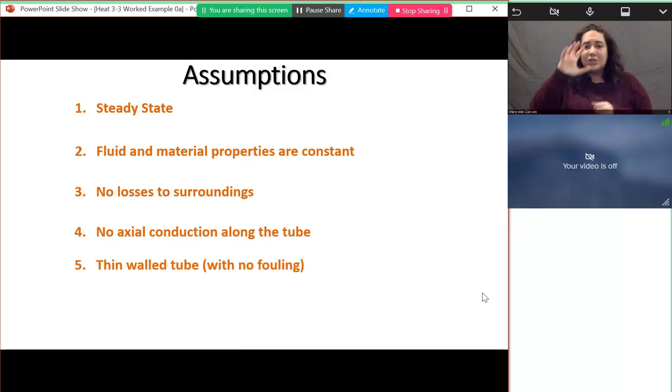And we're going to assume that the wall of the tube is thin and that there's no fouling on either the inside or the outside of the tube. So we talked about this in the lecture, but we'll need to find the effective heat transfer coefficient, or the net resistance between the hot fluid and the cold fluid. So when we do this, we're going to assume that there is no conduction resistance in the tube, and that there's no gunk on the inside or outside of the tube, which would add resistance to the problem.